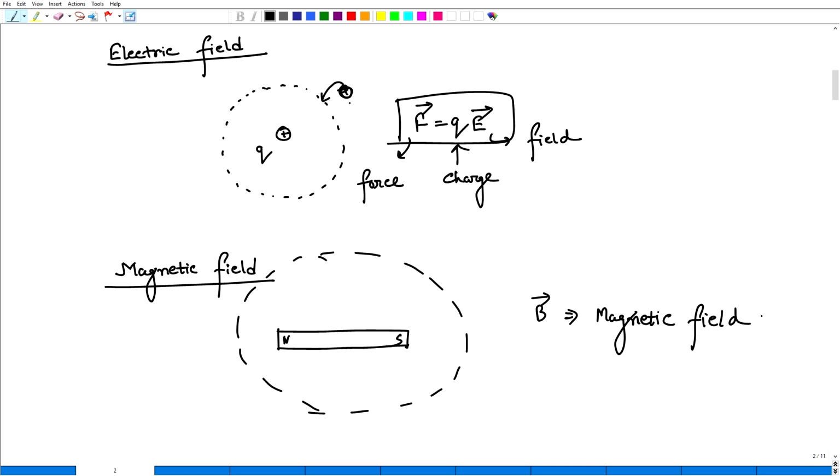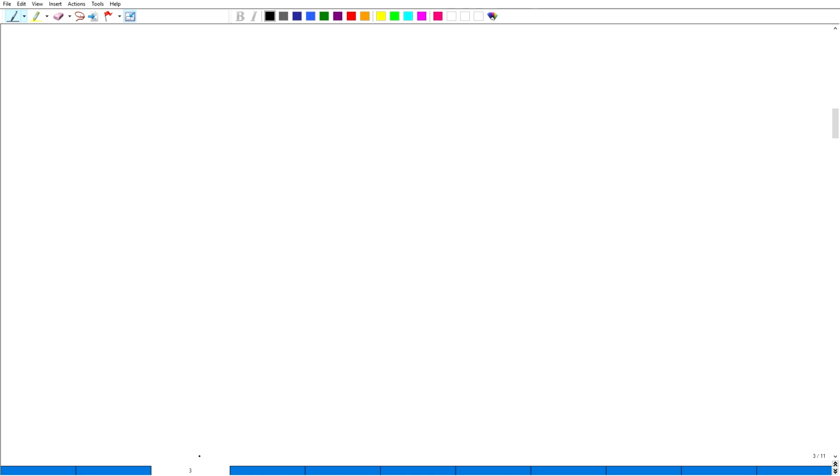One thing we should notice: in the case of the electric field I drew an electric charge, but for the magnetic field we need to consider at least two poles, because there is no concept of a monopole in the magnetic field. In the electric field, a monopole exists, but in the magnetic field no monopole exists. So now we understand the electric field and the magnetic field.